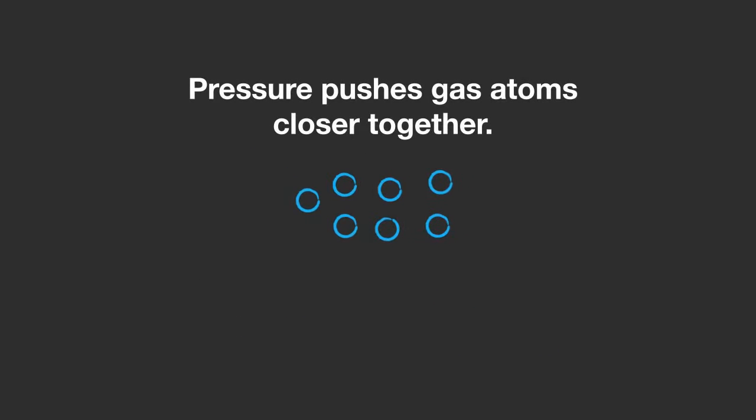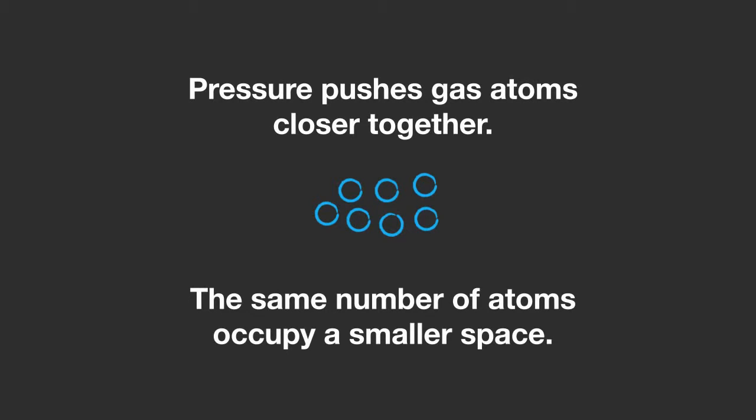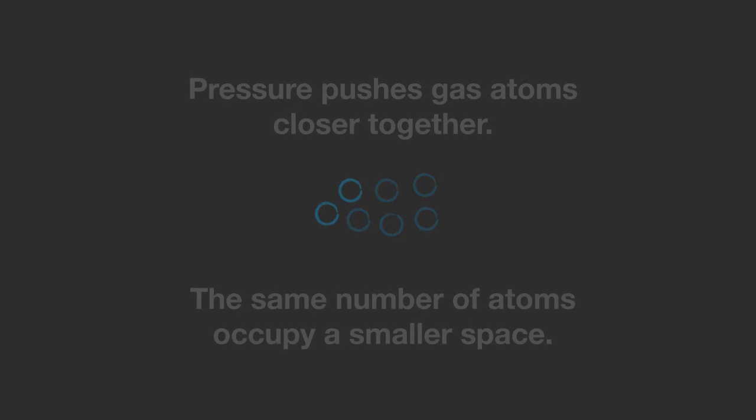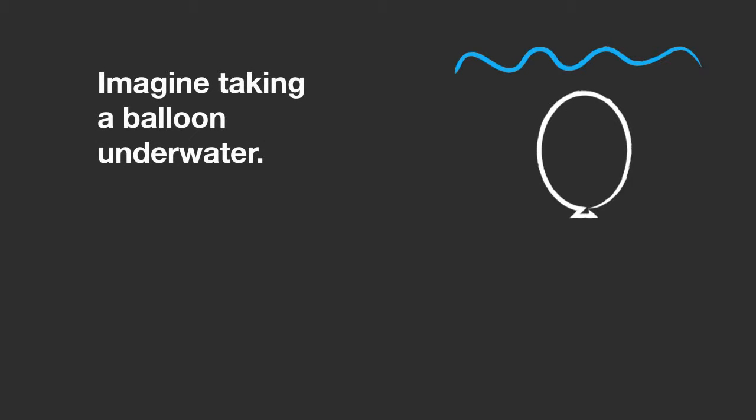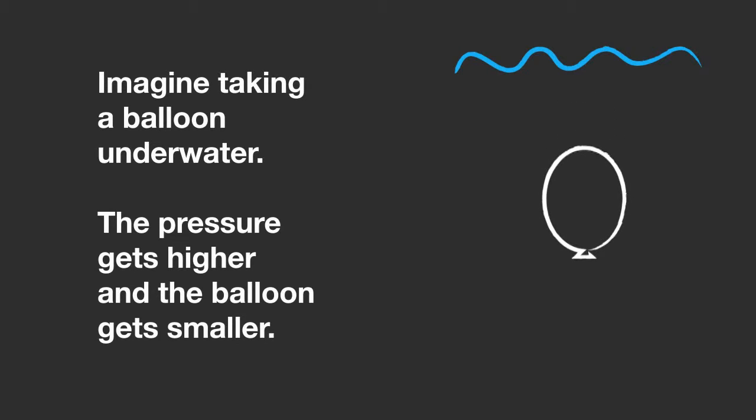Pressure pushes gas atoms closer together. So this means the same number of atoms occupy a smaller space. Imagine taking a balloon on the water. As you go down and the pressure gets higher, the balloon will get smaller.